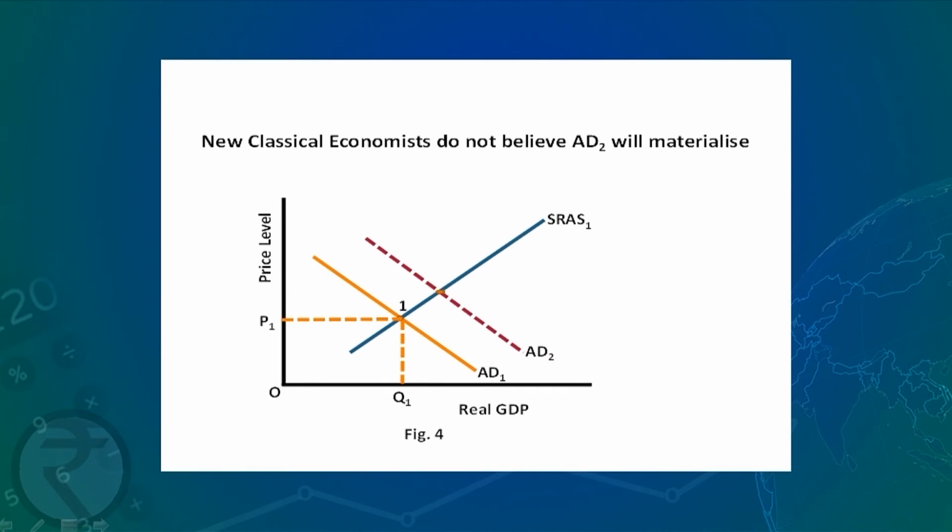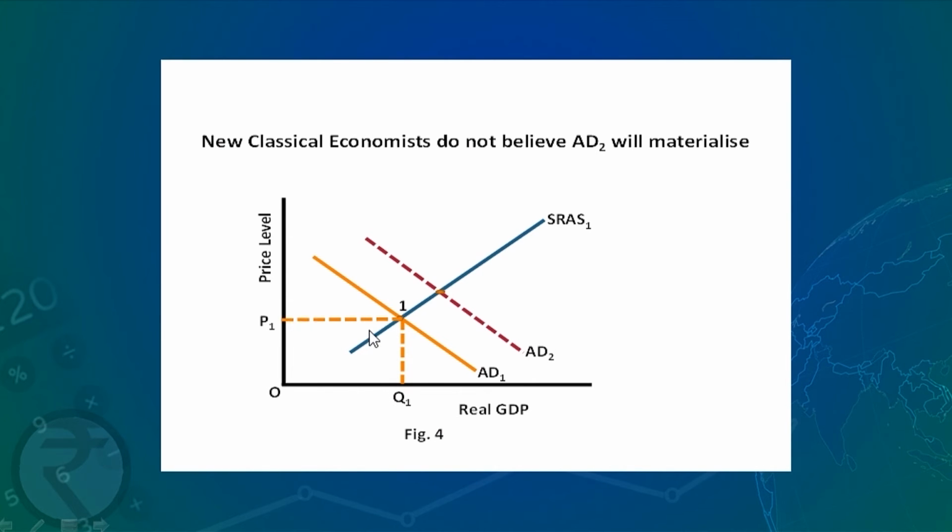In figure 4, real GDP is shown on the x axis, price level is shown on the y axis. The short run aggregate supply curve, this is SRAS1, is going upward, the aggregate demand curve is AD1, and originally the economy is at equilibrium number 1, where the real GDP is OQ1 and the price level is OP1.